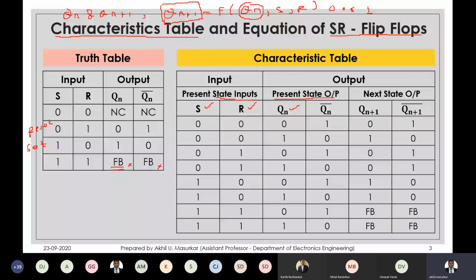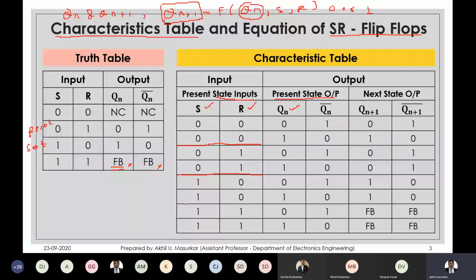Qn bar is okay, we are just writing this as a formality, and Qn plus 1 bar is also just a formality. So here we are having S, R, Qn and Qn plus 1. Now it is important to understand that what we are trying to do is establish a relationship between Qn plus 1, Qn, S and R. So you can see from the characteristic table, S and R can take four different values: 0 0, 0 1, 1 0 and 1 1.